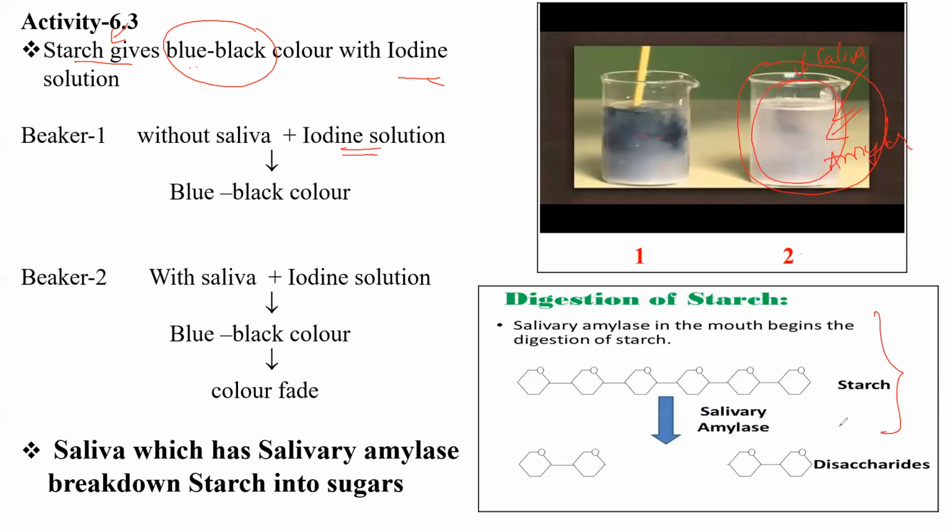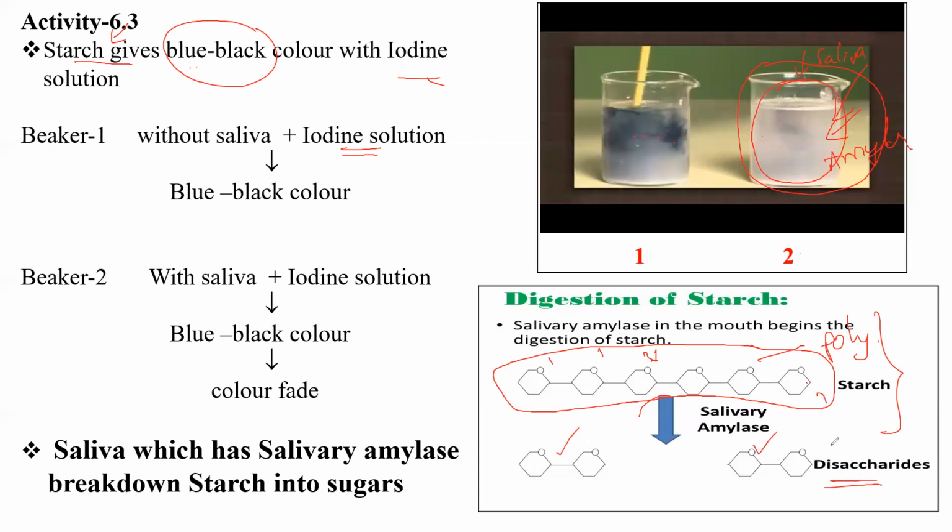Here, this is the picture, easily you can understand it. This is the complex starch, which has many units. If you take each one as one molecule, 1, 2, 3, 4, 5, 6, it has 6 molecules. These 6 molecules are going to convert into two molecules of disaccharides. Actually, it is a polysaccharide. Many units are converted into disaccharides.